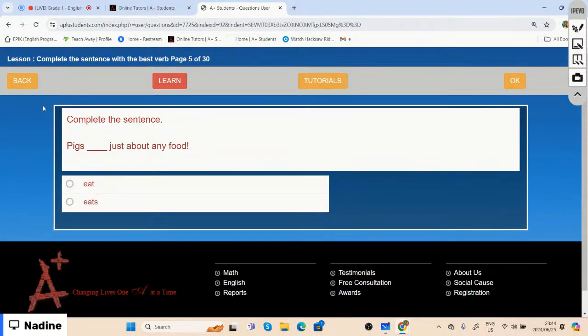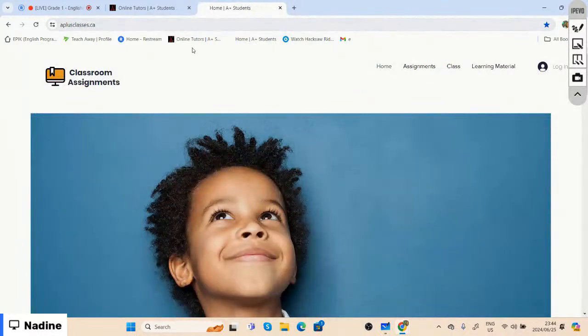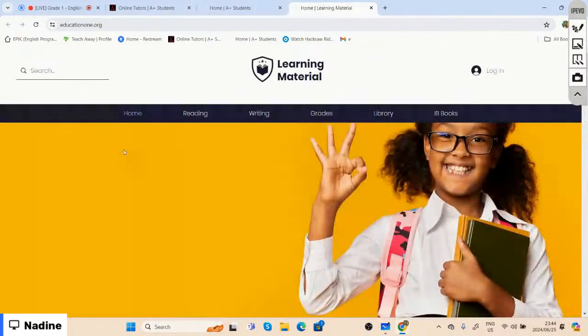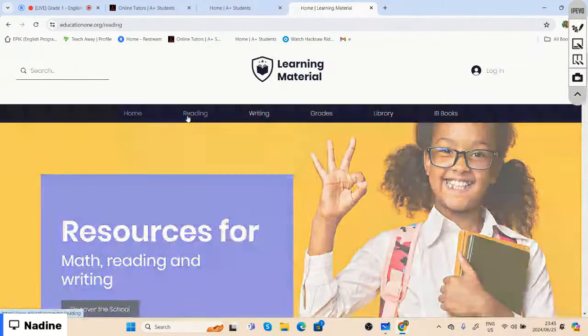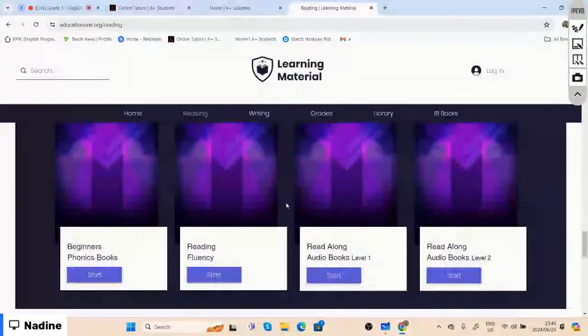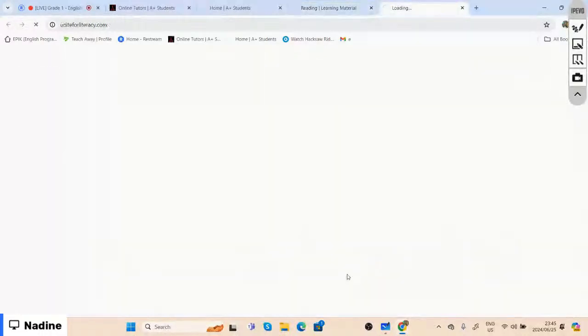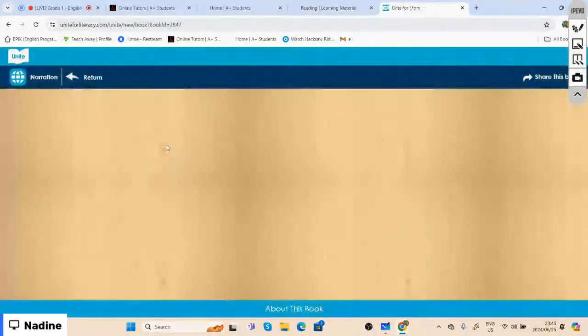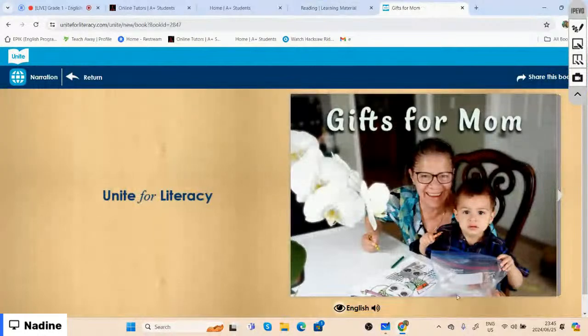Great job. All right, so before we end, let us quickly go to A plus classes.ca. We'll go to learning materials, reading, and then we're going to scroll right down. So before we end, we're going to listen to one audio book level one, right? And we are going to read Gifts for Mom, by Natalia Garcia Hernandez.